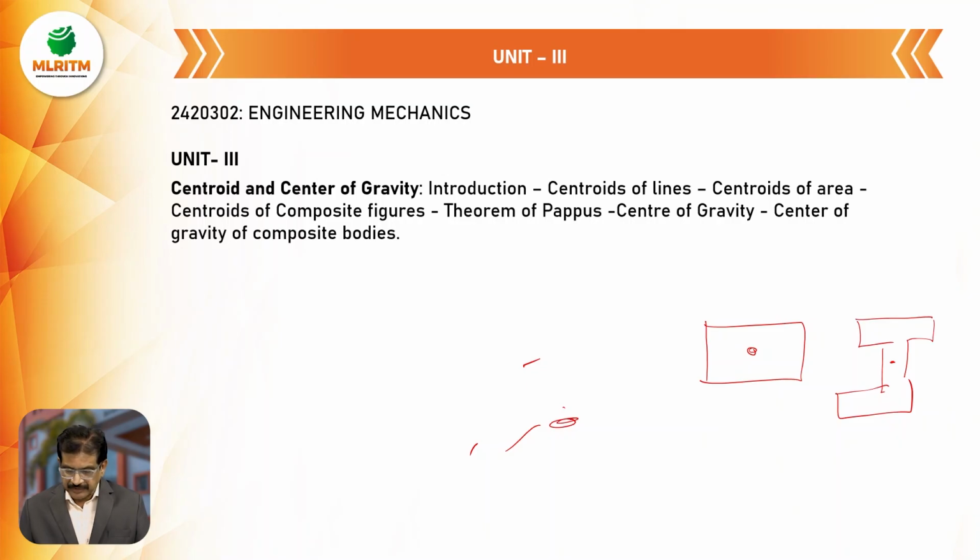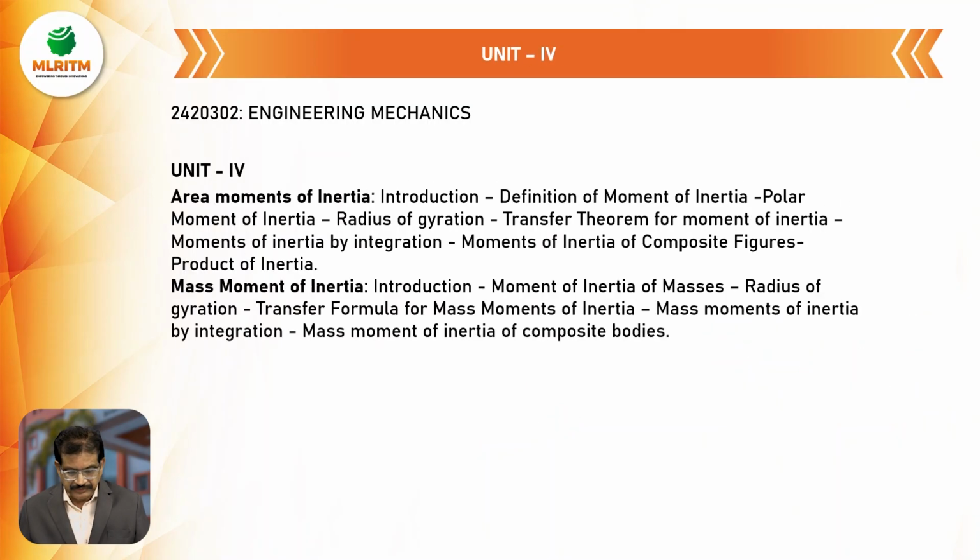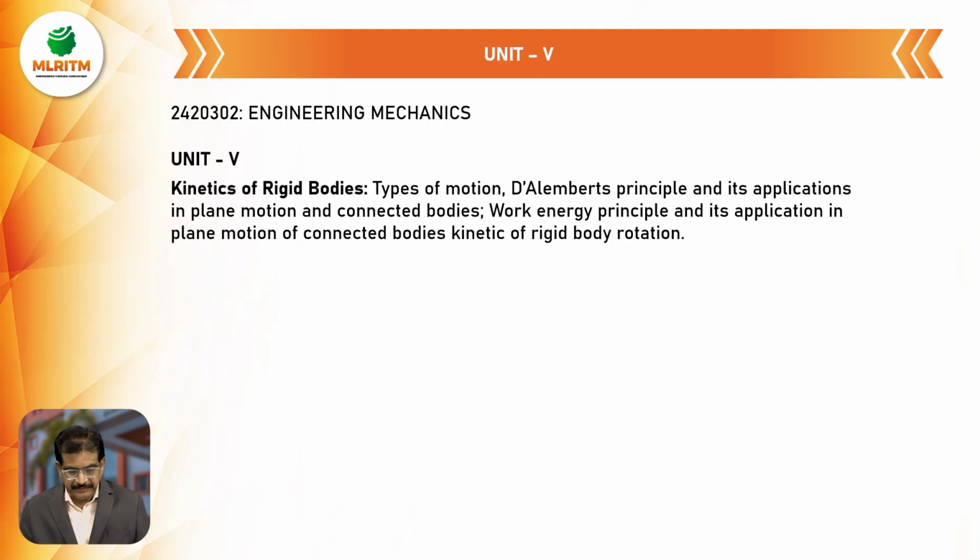Now after that we will go to the fourth unit, moment of inertia. What is meant by moment of inertia? It is the resistance of the body to a change in its rotation. In this unit we have to find the area moment of inertia and the mass moment of inertia. Next is the kinetics of rigid bodies.